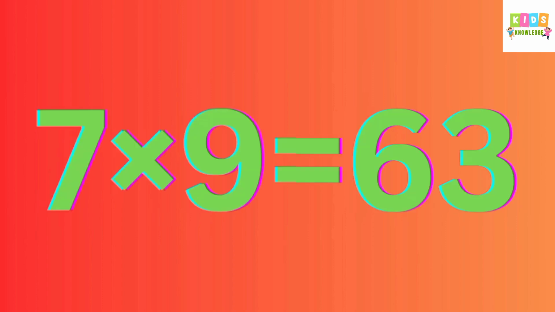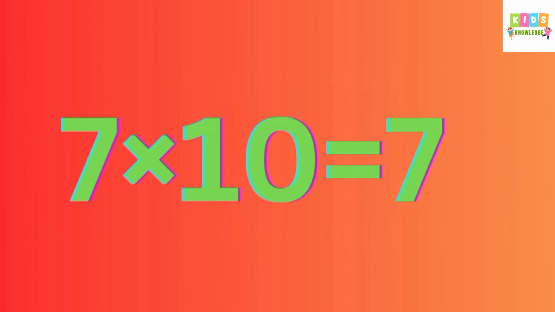7 nines are 63, 7 nines are 63. 7 tens are 70, 7 tens are 70.